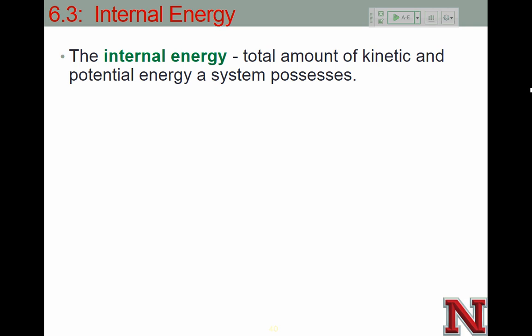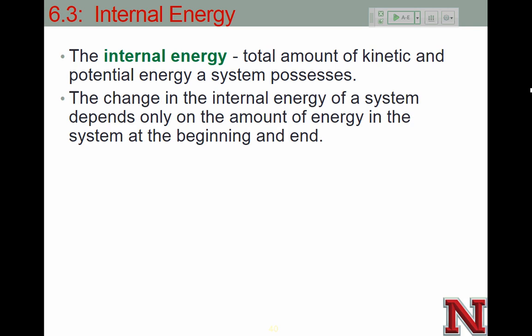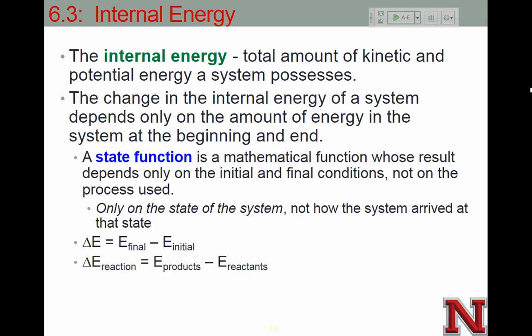Internal energy is the total amount of kinetic and potential energy a system possesses. The change in internal energy of a system depends only on the amount of energy in the system at the beginning and end, not on anything else, because we're talking about just the energy of our system. So that's a state function. It's a mathematical function whose result depends only on the initial and final conditions, not on the process used.